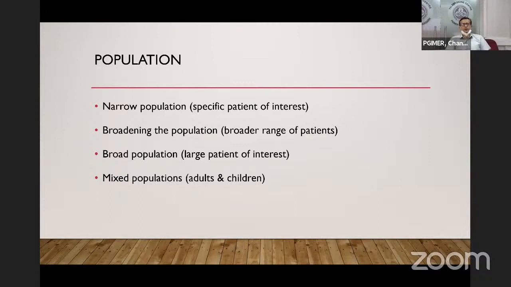If you are looking at a population-based study, it will have a large number of patients of interest, where you can have something like screening for cancers in the population. So it depends upon your research query and what type of research question you are asking. There could also be mixed populations with adults and children, so you have to select whether you are taking the children or the adults in your study.